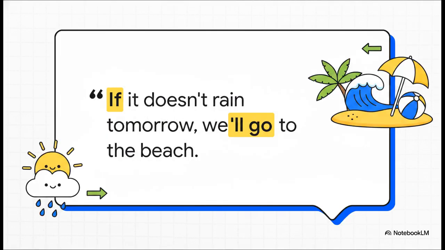Here is a perfect everyday example. If it doesn't rain tomorrow, we'll go to the beach. Notice the shift happening here. The condition, doesn't rain, is sitting right there in the present simple tense, but the result relies entirely on tomorrow, the future. So we use will, which of course is short for we will go to the beach. We use this exact structure all the time for making spontaneous decisions or talking about likely weekend plans.